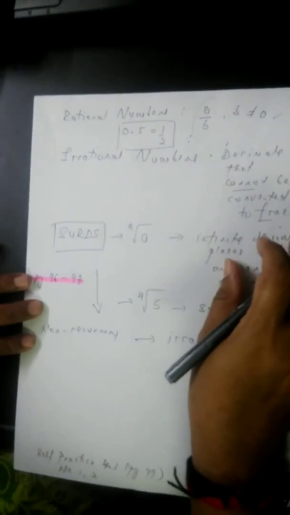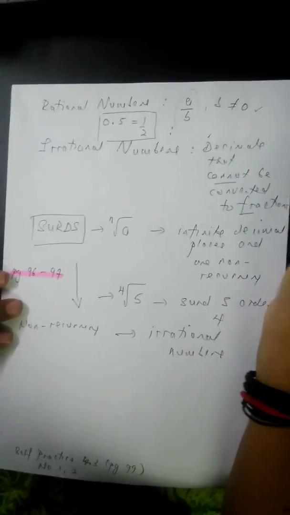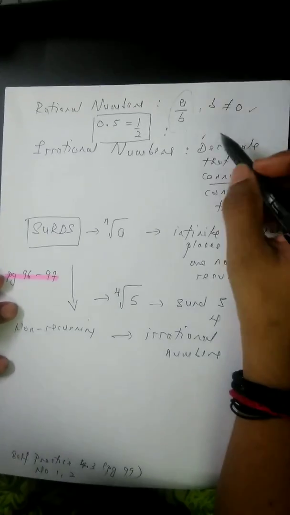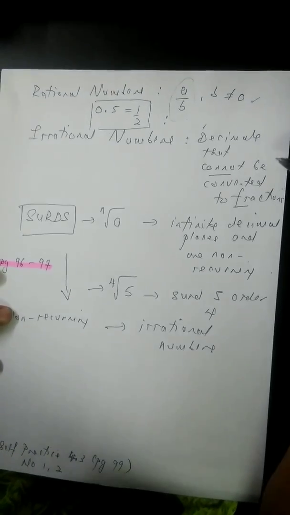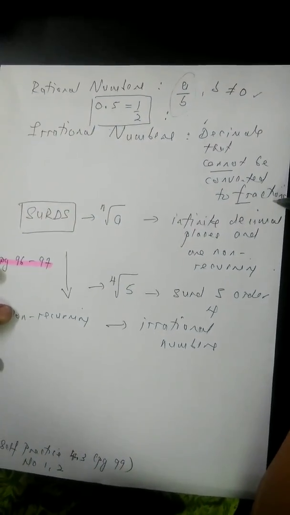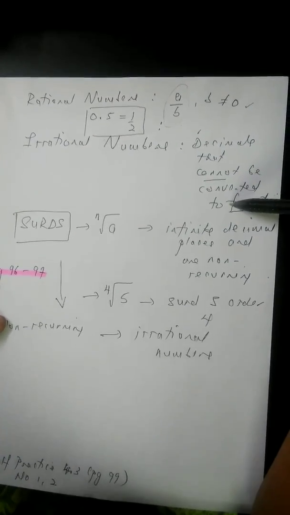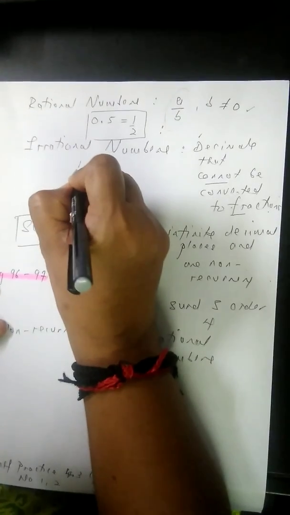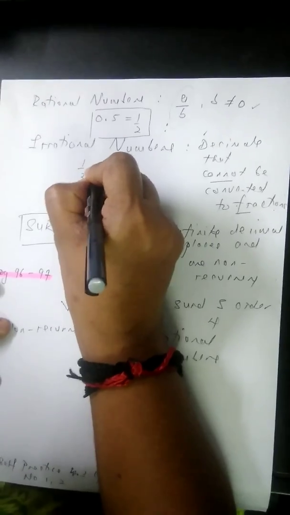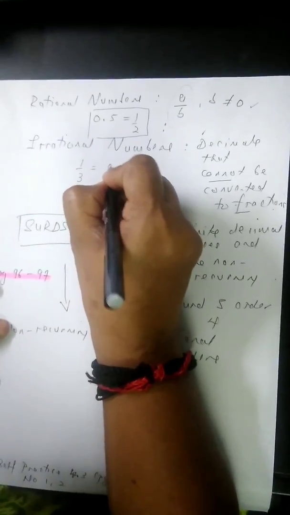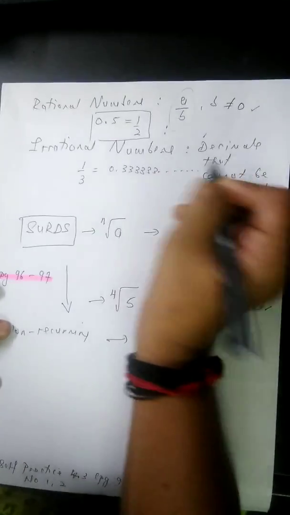Then on the other hand, you've got something called irrational numbers. Irrational numbers are the opposite of rational numbers: decimals that cannot be converted to a fraction. This one can, whereas this one cannot. For example, if you're talking about 0.33333, and it goes on and on and on.